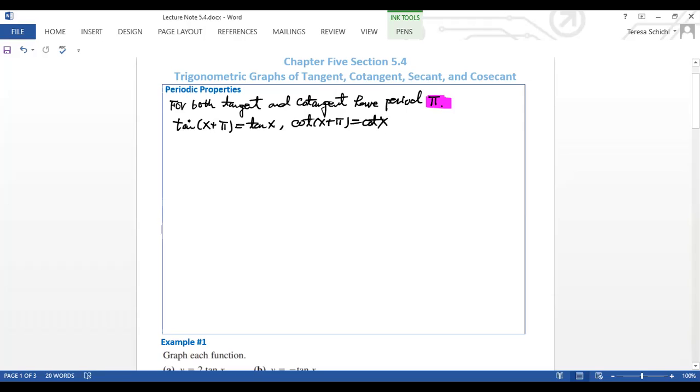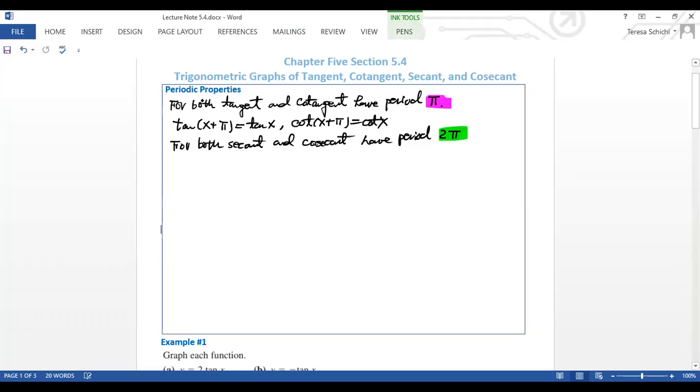Now let's take a look at both secant and cosecant. We know the secant is the reciprocal of cosine, and the cosecant is the reciprocal of the sine. So both of them have a period of 2 pi. Be careful, both of these have a period of 2 pi.